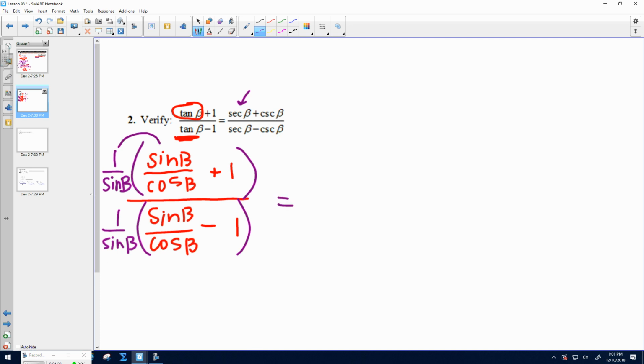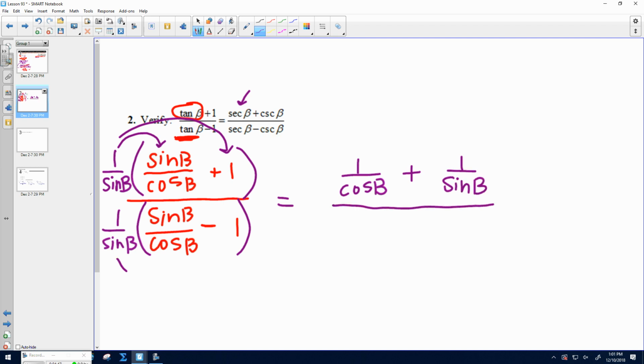So what happens when I multiply this to this is these sines cancel and I get 1 over cosine beta plus. And I have to distribute this to the 1 right here, which is then 1 over sine beta. And in the denominator here, what's going to cancel? Yep, so I get another 1 over cosine beta minus. Now I'm going to distribute this times 1. So that's just 1 over sine beta.